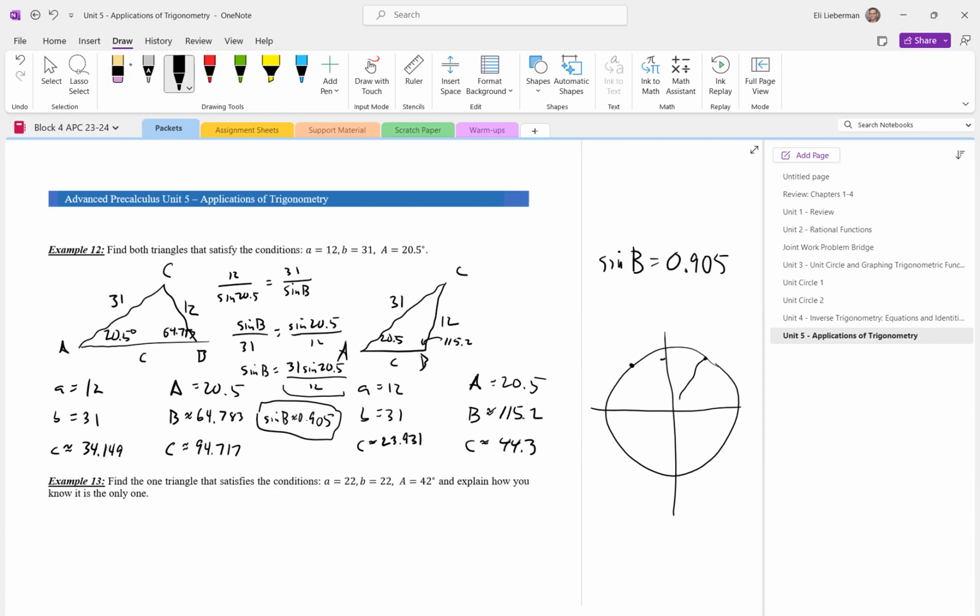Our calculator tells us it is 64.8 on this side. The other angle is its supplement, 180 minus 64.8. Our calculator won't tell us that directly using inverse sine, but we can analyze with the unit circle to get that other angle. So it's 180 minus whatever value. Yes, exactly. Okay, so to find the angle of the other triangle.